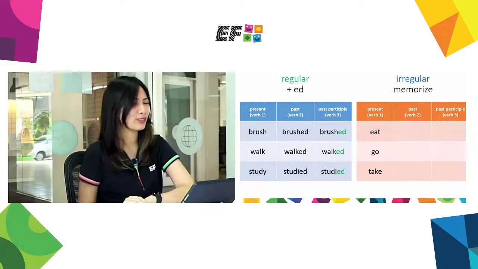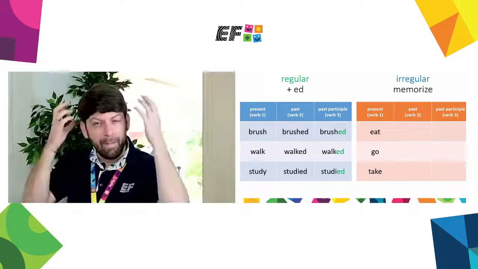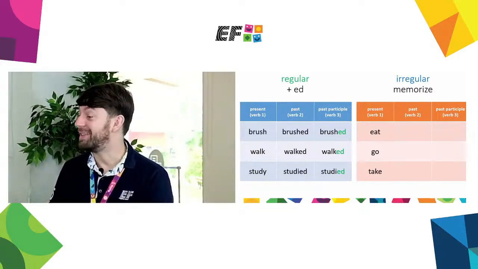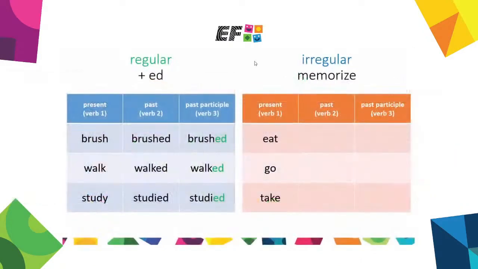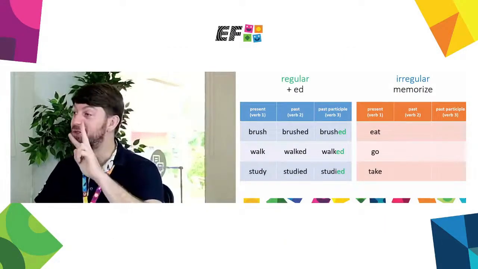And how about the irregular one? So irregular verbs, this is where we have to start memorizing how we change the spelling, because we don't just add ed. So for example, our verb 1 is eat. What is our verb 2, Miss Vicky? Ate, I think. Ate, that's right. Yes. Verb 1, go. Verb 2? What do you think, Miss Vicky? Went. Went, that's right.